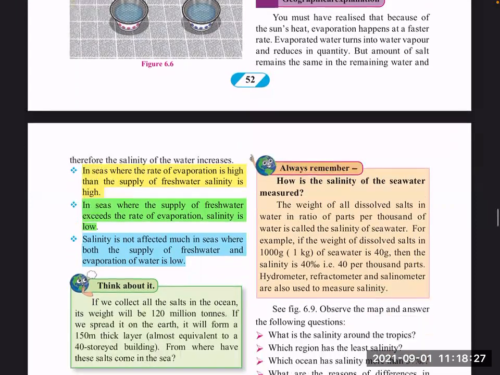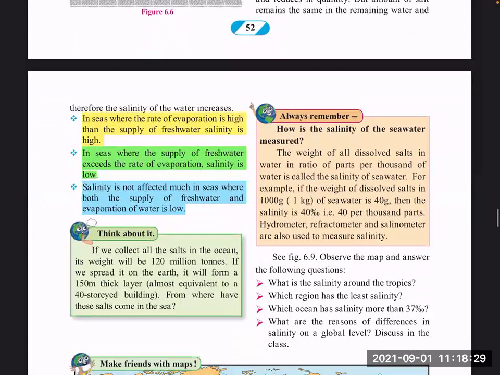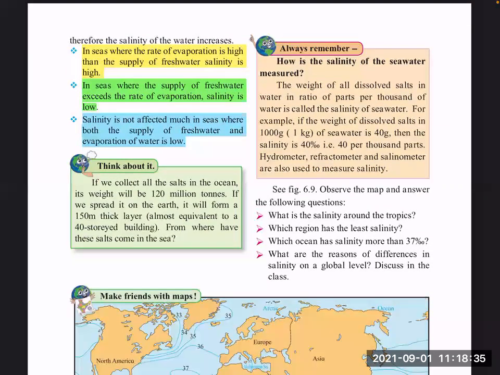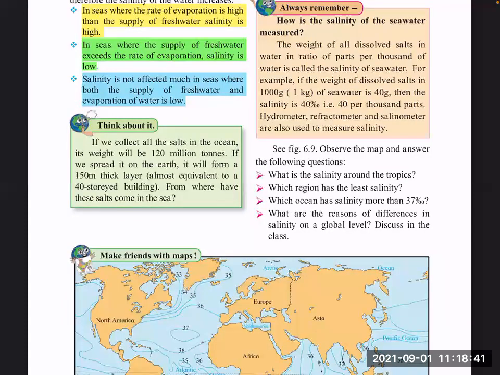See how much salt there is all over the world, in the ocean. That is 120 million tons. If it were spread on the earth, it would form a 150-meter thick layer. A 150-meter thick layer looks like a 40-story building. That much salt is available in our entire ocean around the world.